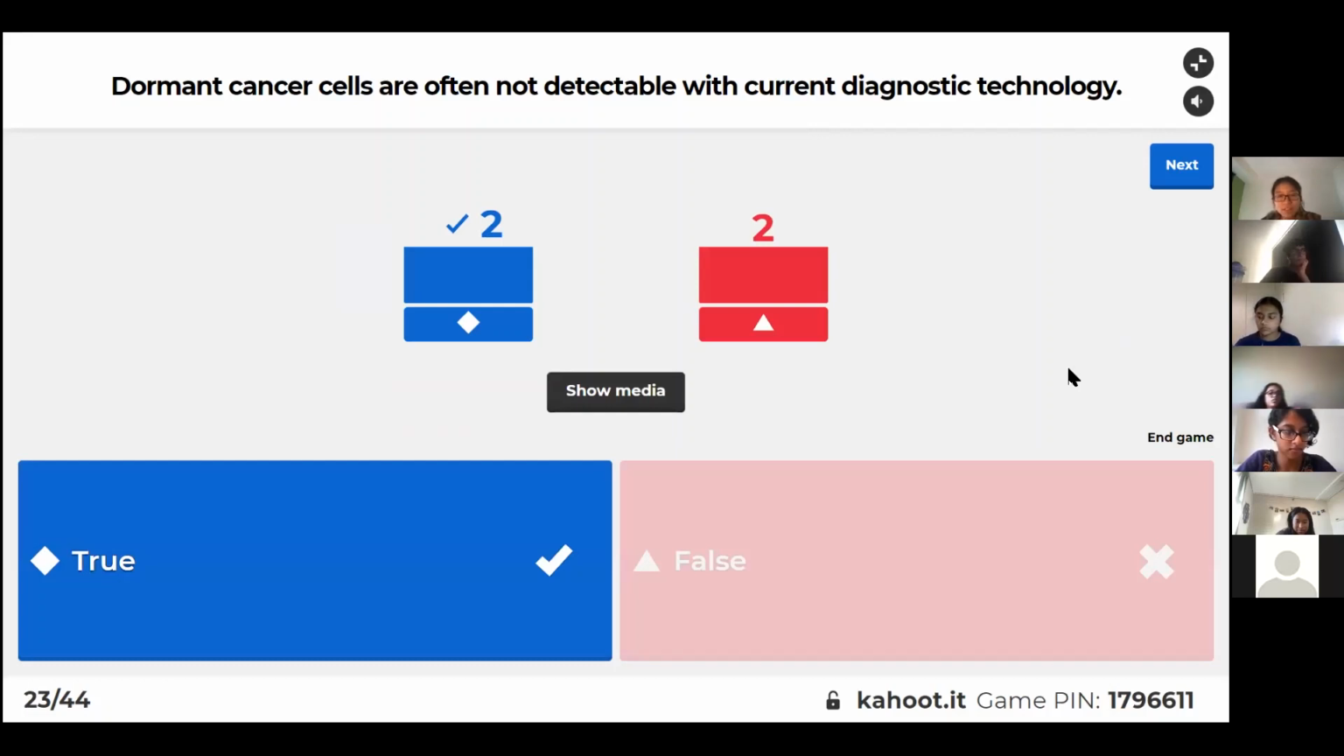Dormant cancer cells are often not detectable with current diagnostic technology because cancer cells can enter a dormant state, where they're not multiplying or multiplying at a minimal level. So they're not demonstrating those features of cancer cells. It could be detectable if, say, there's a tumor with imaging technology, but it is often not detectable.